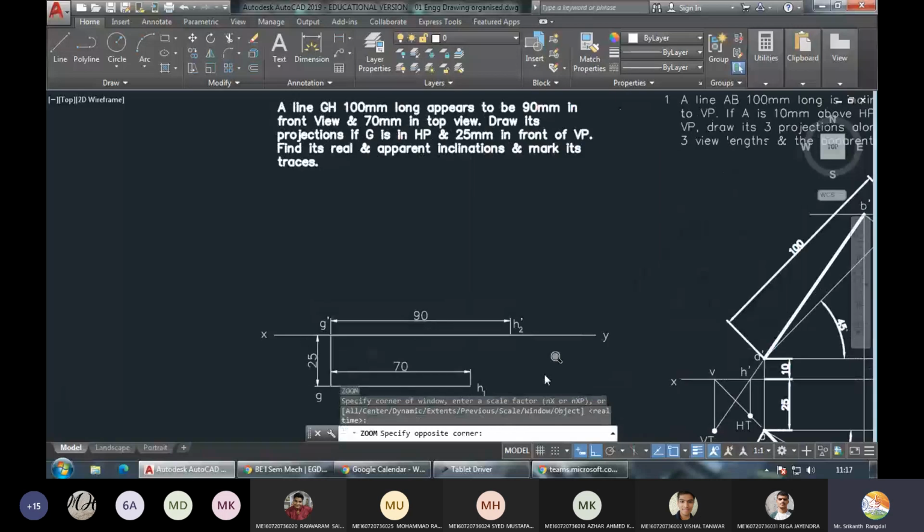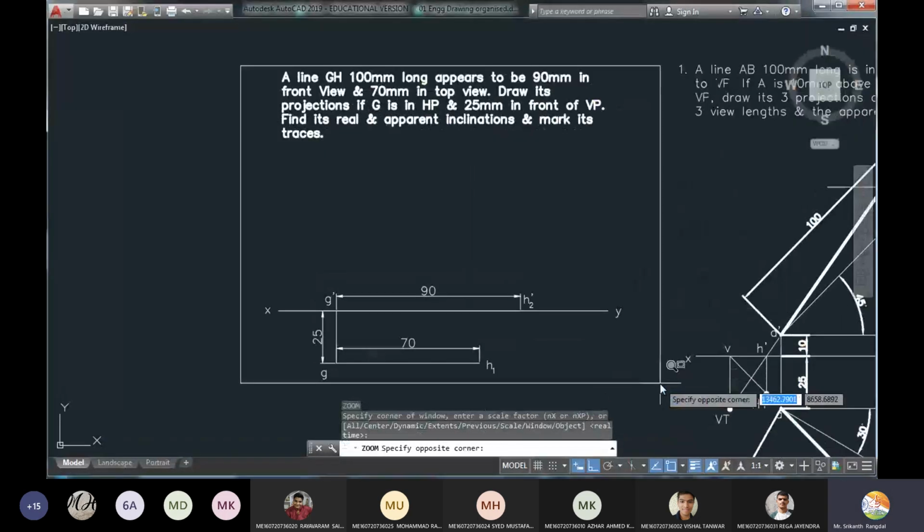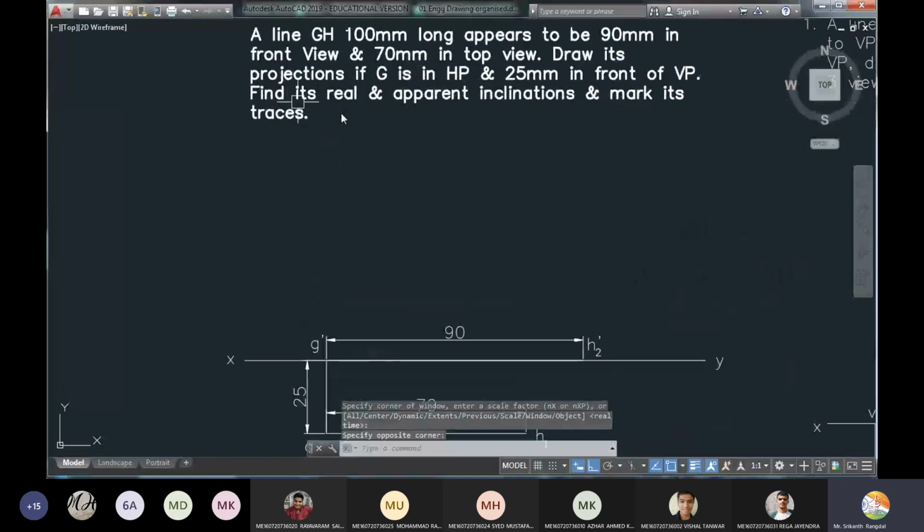Okay, read the question carefully. Is the question visible? A line GH, which is 100 mm long, appears to be 90 in front view and 70 in top view. Towards projections, the point G is in HP and 25 mm in front of VP.